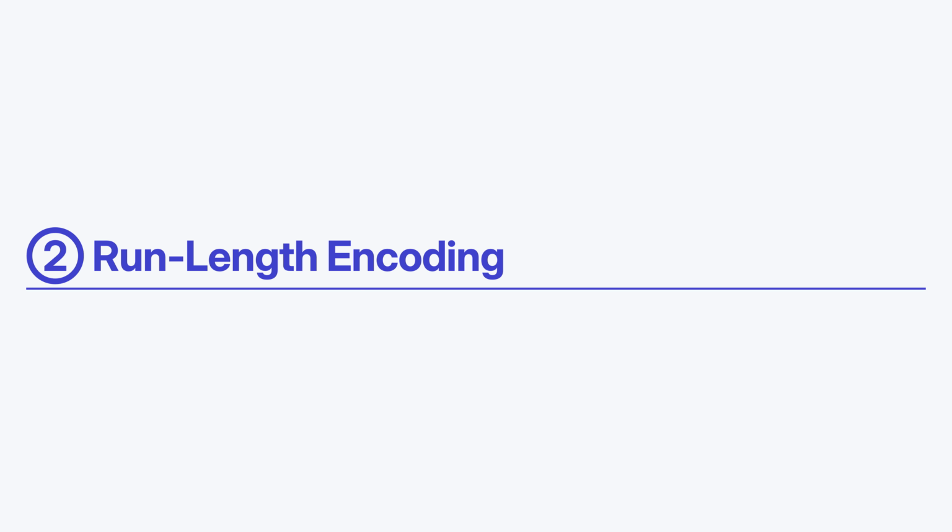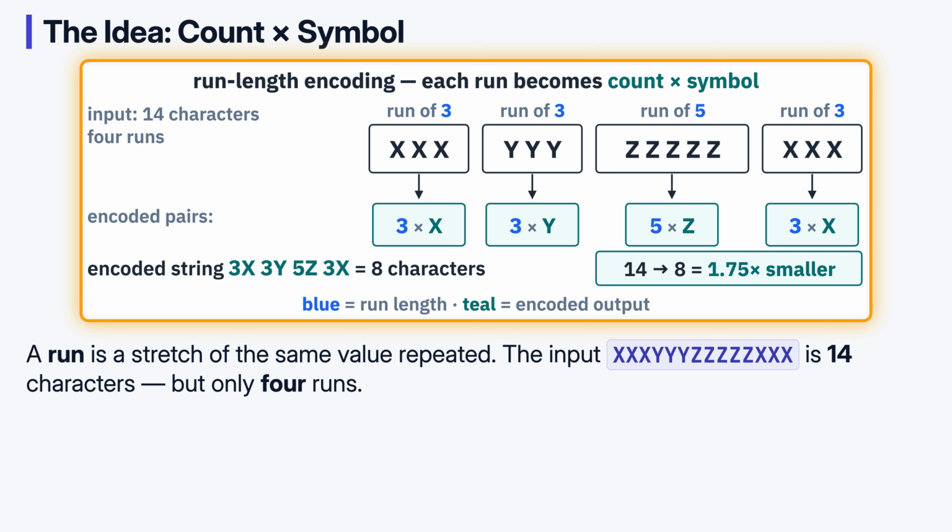Now the simplest compression scheme there is. It attacks one kind of redundancy, consecutive repeats. Run-length encoding attacks consecutive repeats. A run is a stretch of the same value repeated back to back.